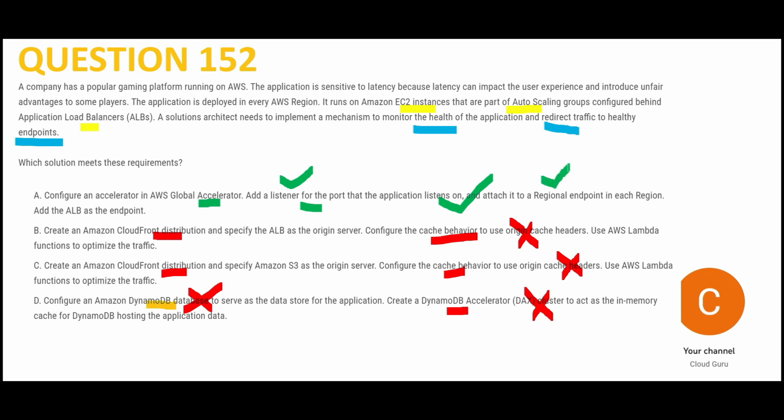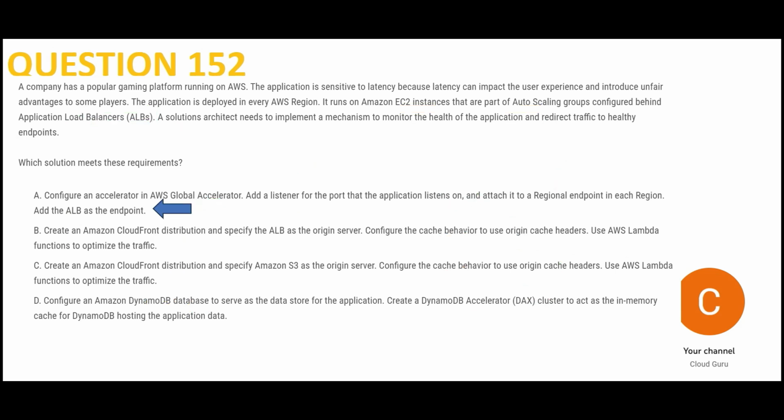So it will send to a proper, healthy endpoint. And here we add ALB as the endpoint so that this ALB will get the request. The endpoint should be at ALB level because EC2 instances should not be an endpoint, because EC2 instances are behind an ALB. The question is already saying that. That is why you should add the endpoint at ALB level and not EC2 instance level. So option A is our right answer.